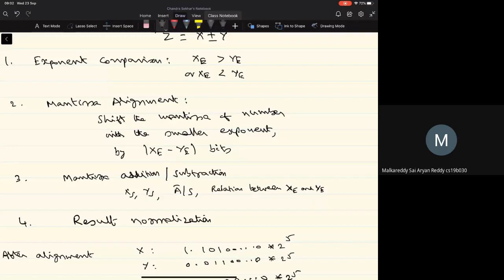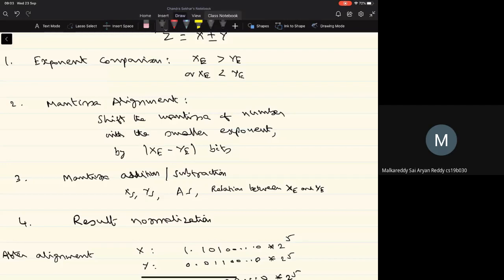Then we need to perform the addition or subtraction that is decided by the four entities: whether xe is greater than ye or not, the signs of the two operands, and the control signal. I have changed it to AS just to make the notation simpler. So if this AS bit is 0, then we want to perform the addition. If it is 1, we want to perform the subtraction operation. As you'll be seeing, whether the mantissas are to be added or subtracted is determined by all these four entities.